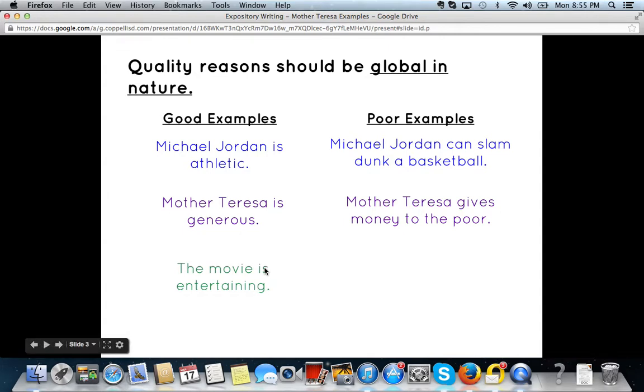My last good example is the movie is entertaining. Any movie, doesn't matter if I know what the movie is, but I can understand this big idea. And I can also give lots of details to support how the movie is entertaining. A poor example would be the characters in the movie crack a lot of jokes. Remember, it's too specific. So these over here are all very specific ideas and examples, and these are bigger, broader ideas. Do you remember what the second characteristic was that reasons to explain why should have?